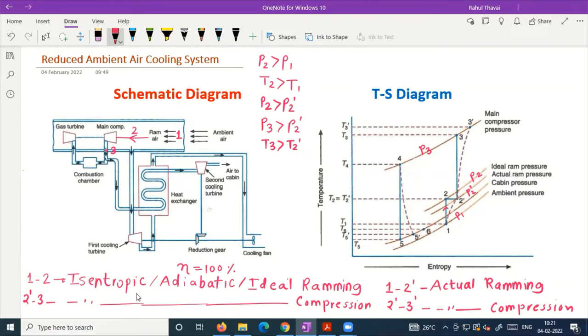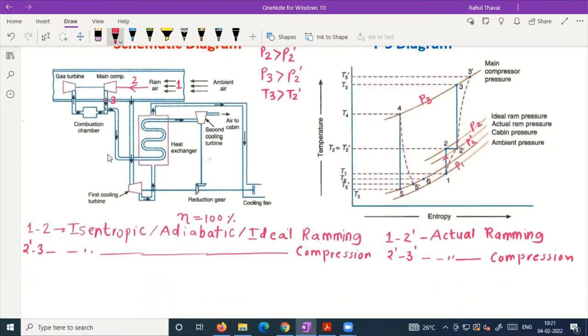When you move from three, you'll observe that once the air is available at the exit of the compressor, a small portion of the air is supplied to the combustion chamber, where the heat is added, and then it is further supplied to the gas turbine. So once it is supplied to the gas turbine, what happens?